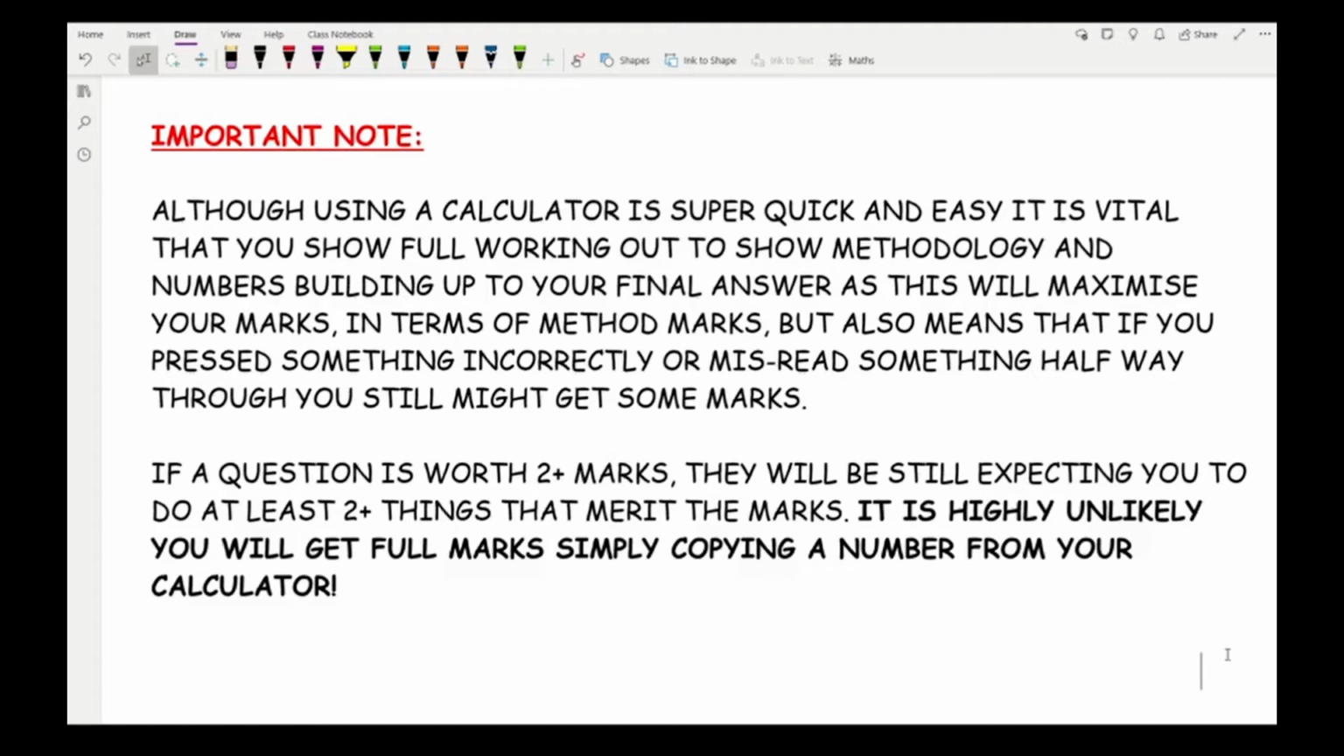So it is highly unlikely you'll get full marks simply by copying a number off your calculator. Make sure you're still showing your working out, even though you're working out the components of your answer on your calculator. Make sure you are writing down what you're typing in and what you're finding out on your exam paper to get maximum marks.